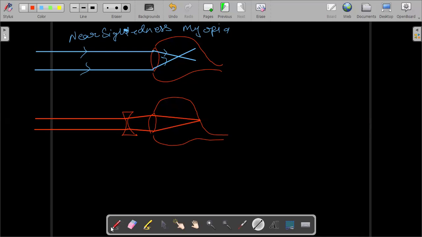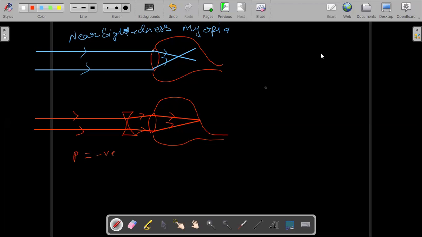In this way, the person will be able to observe the objects which are placed even at infinity. Got this? Can you observe here? The rays have become diverged by this lens, and hence form the image on the retina. Got it, everyone? Yes, sir. So for the correction, the lens that we have used is a concave lens, and its power will be negative, since a concave lens has a negative focal length.